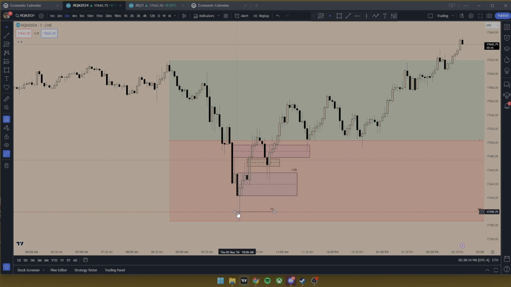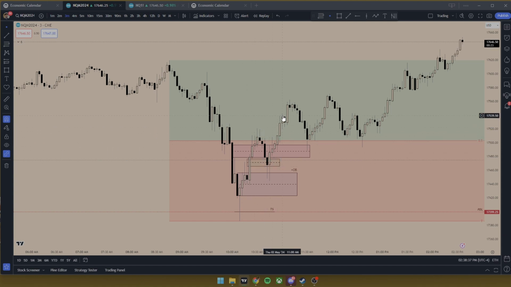We have our turtle soup entry. That's your first opportunity to get long. We have our low risk buy. You can enter either in this fair value gap or in this order block. That is going to be your low risk buy. This is also seen as our first stage distribution.